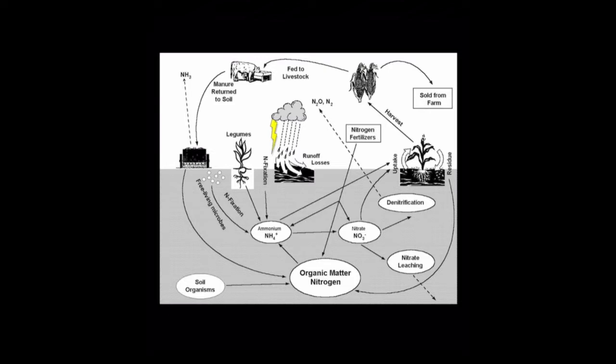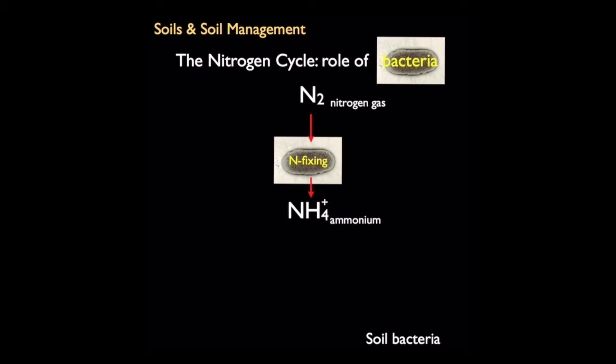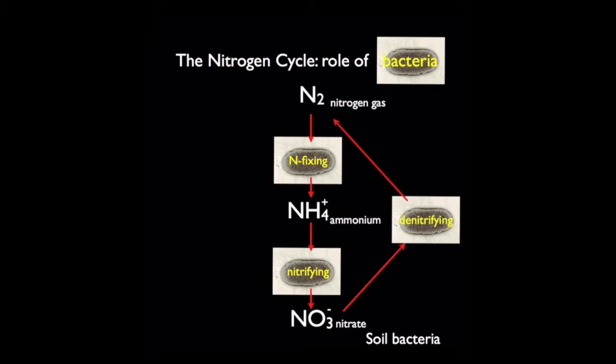However, here we'll just concern ourselves with the role that soil bacteria play in this cycle. If we begin with the nitrogen in the atmosphere, bacteria, and especially symbiotic bacteria, are able to fix nitrogen gas by converting it into ammonium ions. Other bacteria carry out a process called nitrification, where they convert ammonium to nitrate. Still others reverse the whole process, returning nitrogen to the atmosphere through denitrification, the conversion of nitrate to nitrogen gas.